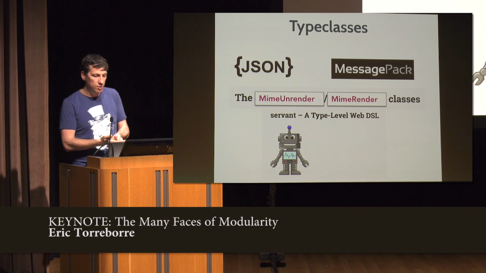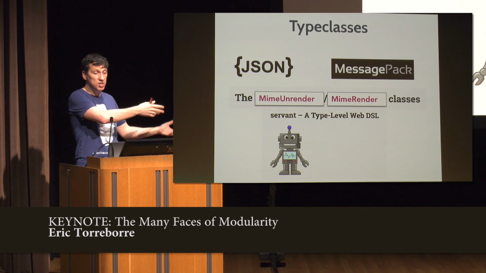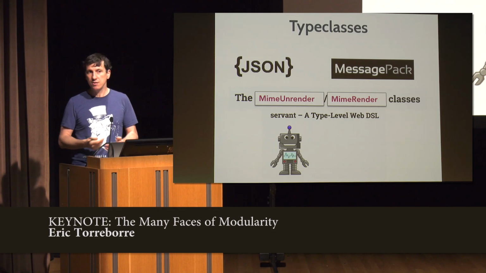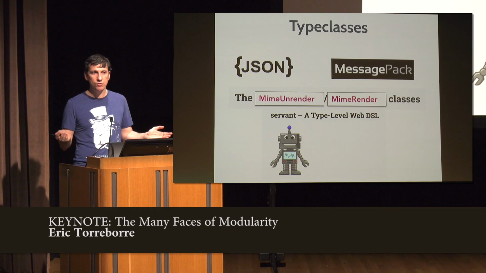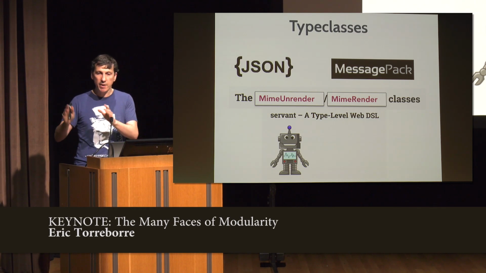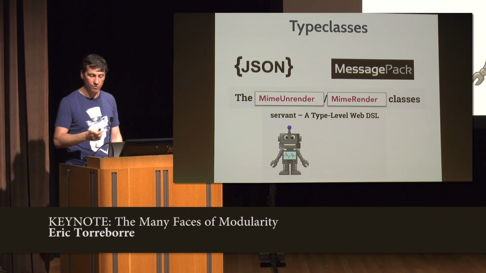So, for example, recently at work, we started migrating from communicating using JSON to communicating using MessagePack. But that was super easy. That transition was super easy to do. It was very localized. Each data type had to specify a MessagePack instance, and we were done. Thanks to type classes. Wonderful.